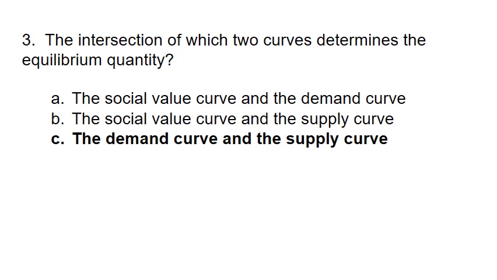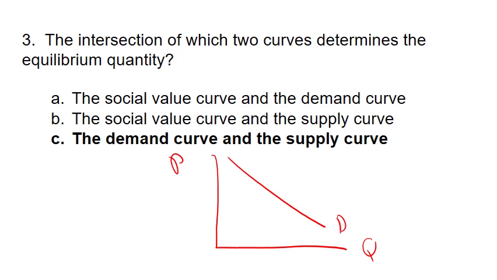The intersection of which two curves determines the equilibrium quantity? Well, it's our old friend, supply and demand. There's a demand curve, there's a supply curve. The intersection of those two curves is the equilibrium quantity. We'll call it QE.